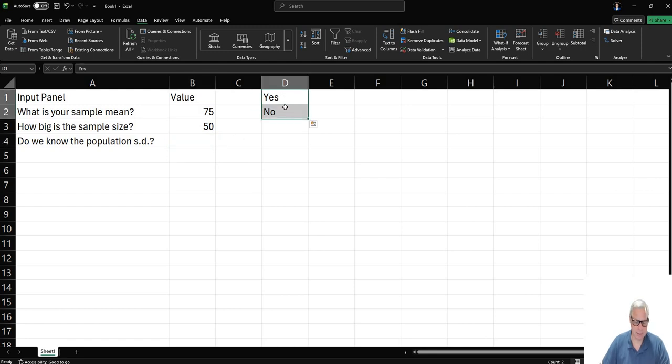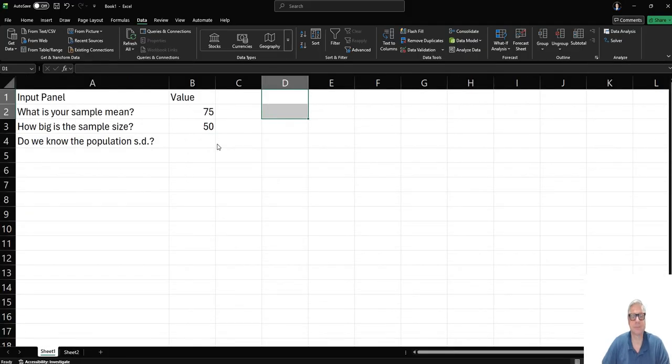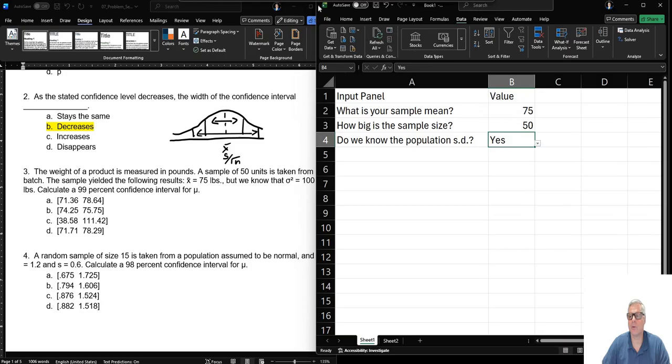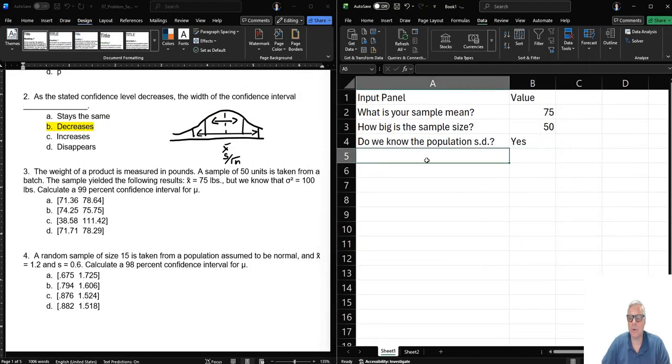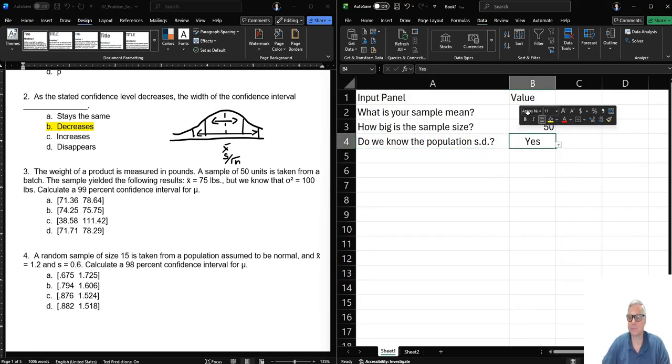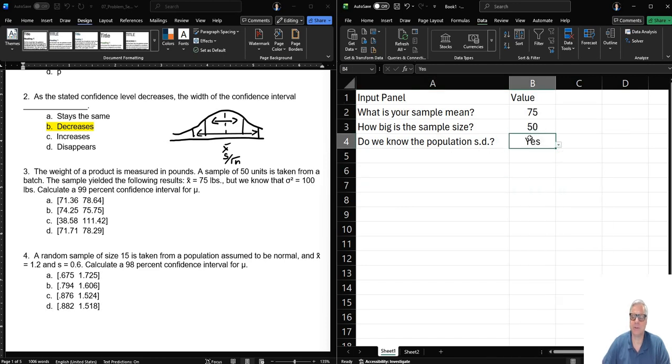And if we don't like that list to be shown on the same page, we can just cut it with Ctrl X and park it in another sheet. And then the drop-down menu is still there. So in our case, we do know the population standard deviation. Yeah, let's center everything. So we know this population standard deviation.